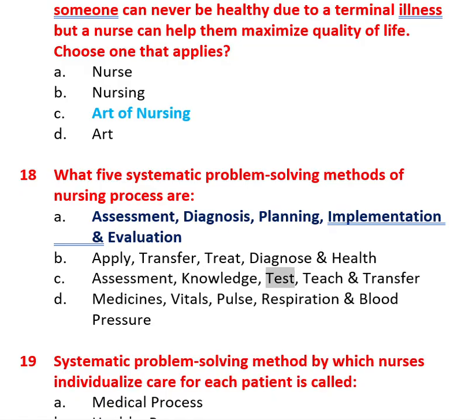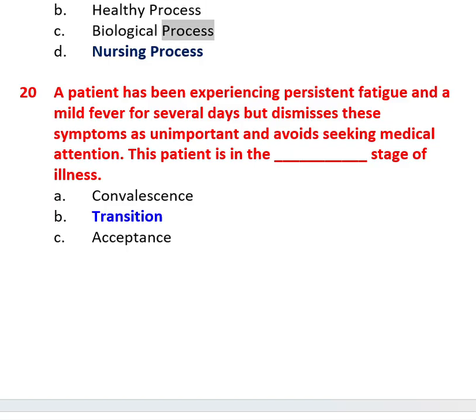Assessment, knowledge, test, teach, and transfer. Medicines, vitals, pulse, respiration, and blood pressure. 19. The systematic problem-solving method by which nurses individualize care for each patient is called: medical process, healthy process, biological process, nursing process.